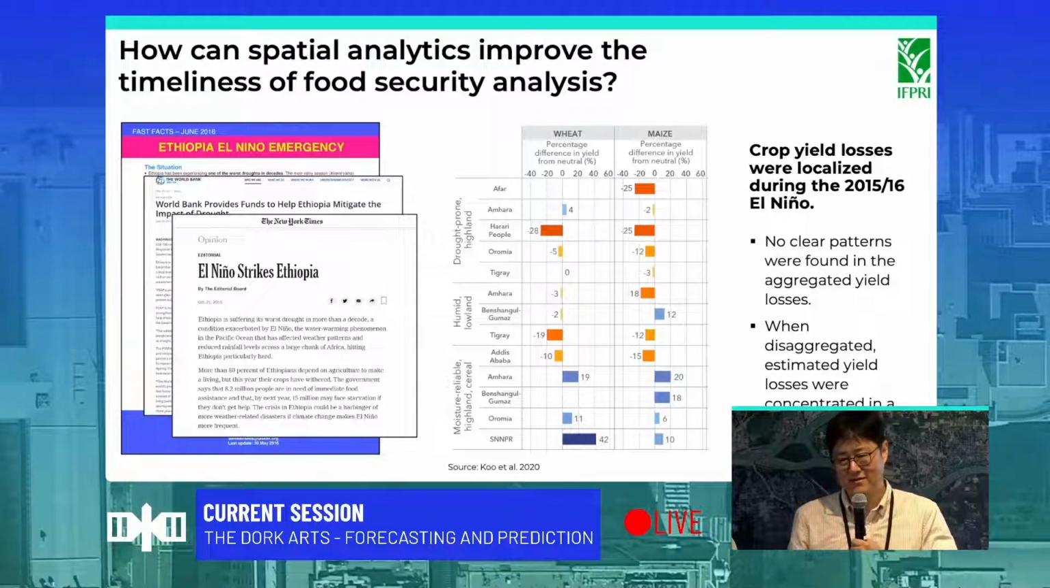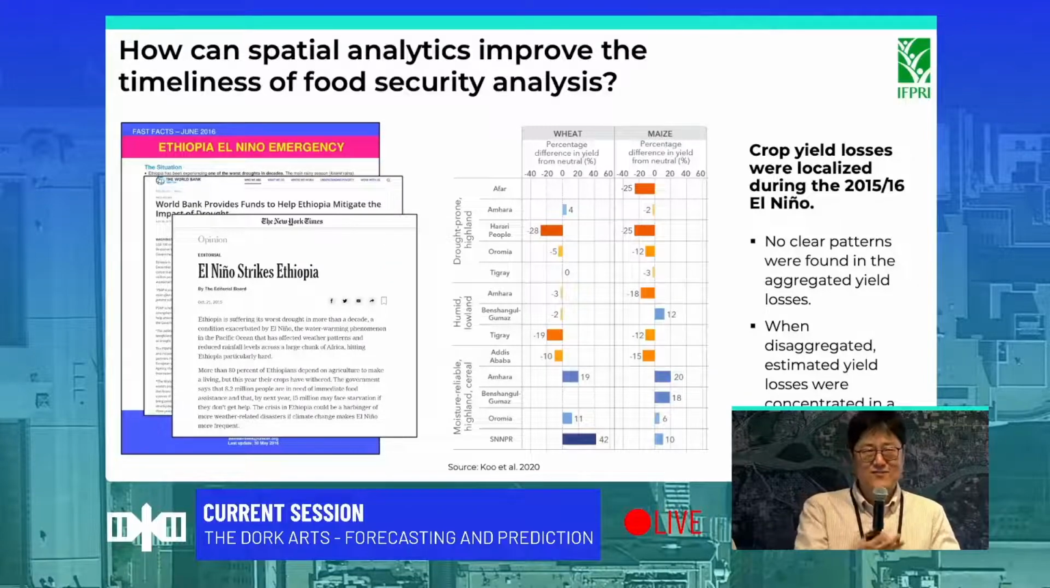In the end, the impact was quite localized. It was a little bit different from what policymakers and people on the ground initially said. But actually, this was quite important information for them to have, to target the really damaged or negatively impacted areas to get assistance in a timely manner.